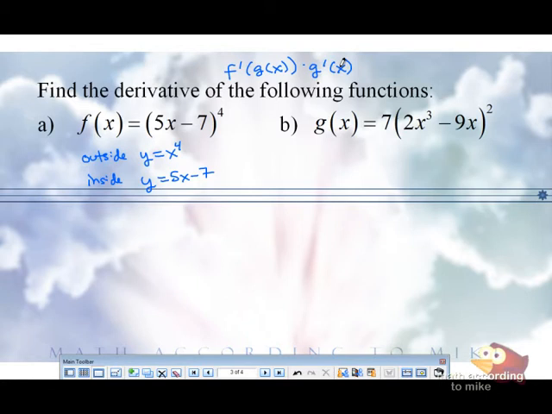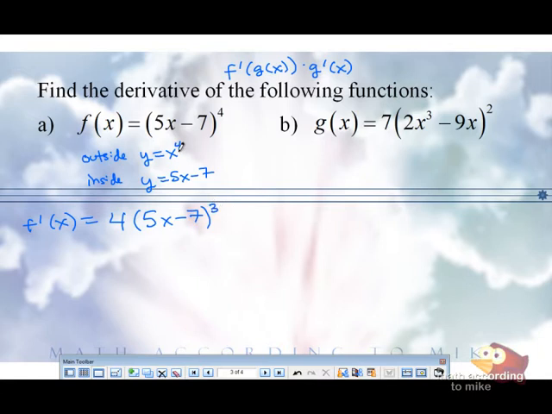So I'll explain it 2 ways. You pick your favorite. I'll do the shortcut first. So the derivative of the outside, actually, you know what? I'm going to merge the techniques. The outside is x to the 4th, so the derivative of the outside, you would bring the 4 in front, leave the inside alone, and take 1 off the exponent.